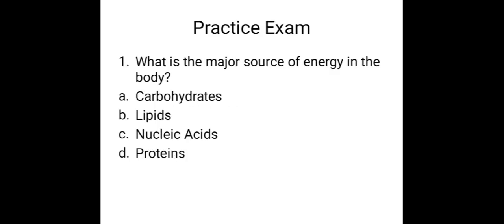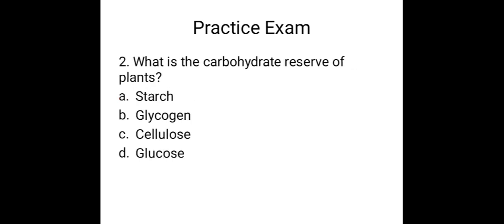What is the major source of energy in the body? A. Carbohydrates. B. Lipids. C. Nucleic acids. And D. Proteins. So the right answer is carbohydrates. Number 2. What is the carbohydrate reserve of plants? A. Starch. B. Glycogen. C. Cellulose. And D. Glucose.